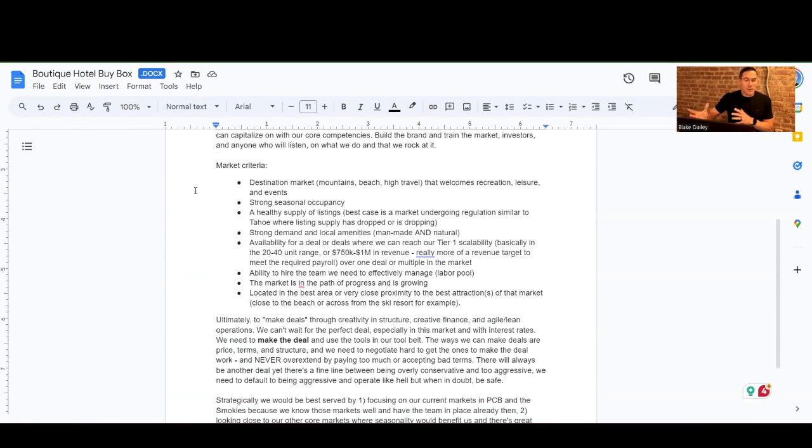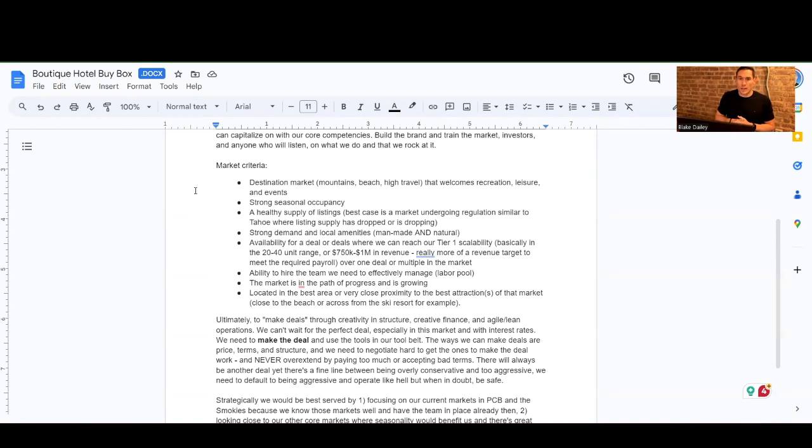So thinking about your market, we're going to get into that too, because it's an important thing of where you're going to look. So for me, and this is for you to develop your own, but I'll tell you what I look for is destination markets, right? Like mountains, beach towns, high travel, that welcome recreation and leisure travel, and also have events there.